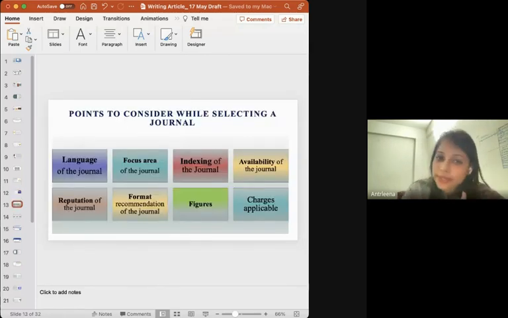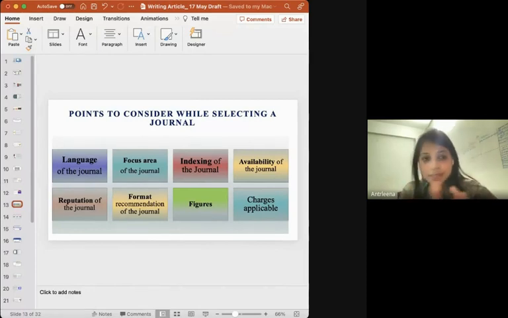Now, points to consider while selecting a journal for your article. These are some points you can choose. Language of the journal. So, what is the journal language? Is it available in English? You can go ahead. If it's available in Hindi, of course you can go ahead. But when you're working, say, on business studies or management, or literature for that matter, and your article is in English, you would prefer to go with a journal that primarily publishes in English, because it makes it available to a wider audience.